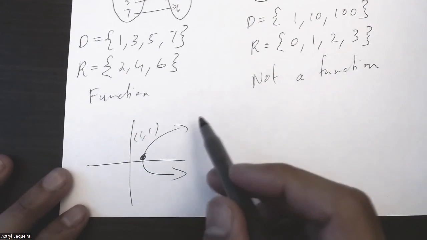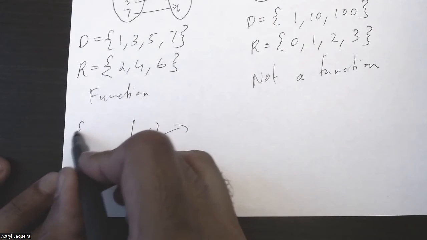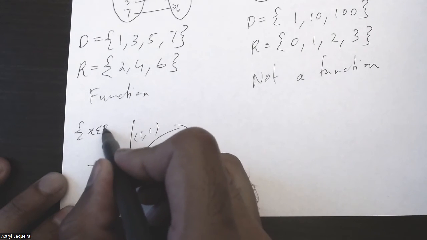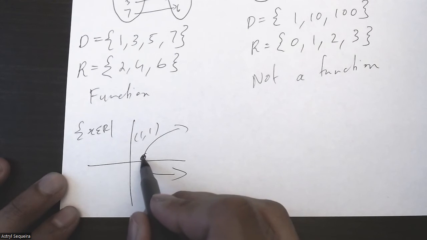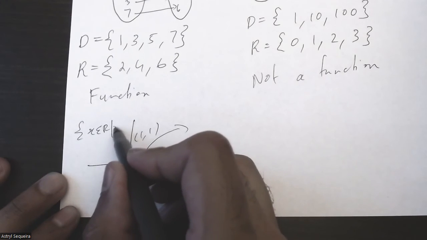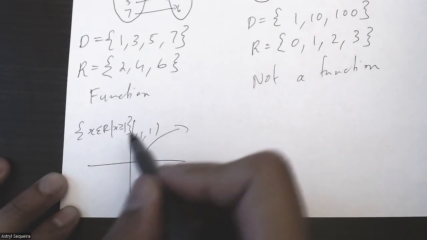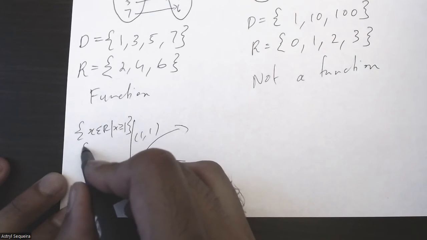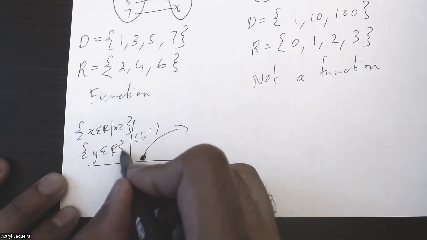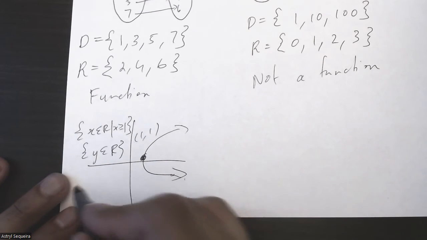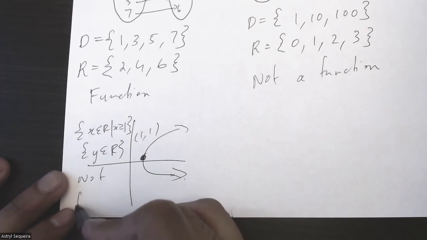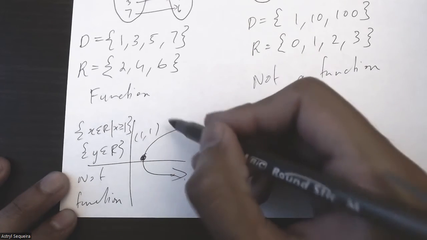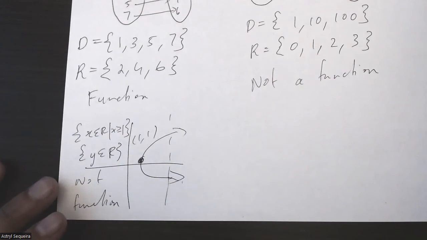So this one, my domain is just x is an element of all real numbers. And as you can see, the lowest x value is 1. x has to be greater than or equal to 1. My range, this graph goes down infinitely, it goes up infinitely, so it's just an element of all real numbers. And then this is not a function because it doesn't pass the vertical line test.